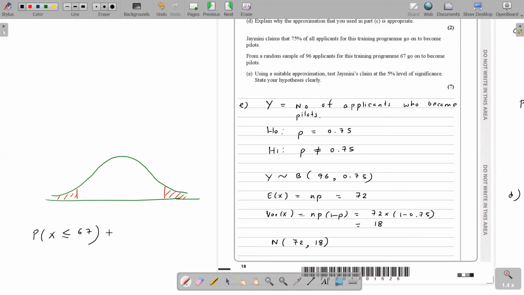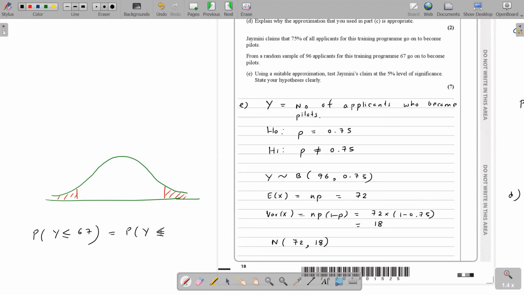Okay, so now you remember, we are doing an approximation here. We are going from what? We are going from binomial to normal, which means we are jumping the boundary between discrete and continuous. So when you jump from discrete to continuous, what should you do? You must apply continuity correction. Sorry, this is not X, I use the variable Y, right? Y is the number of applicants. So you must use the continuity correction.